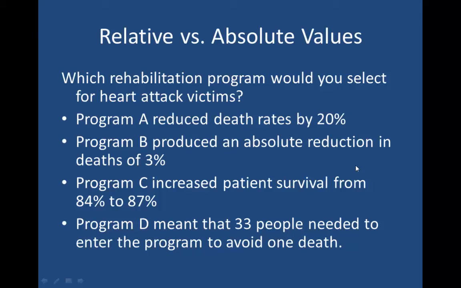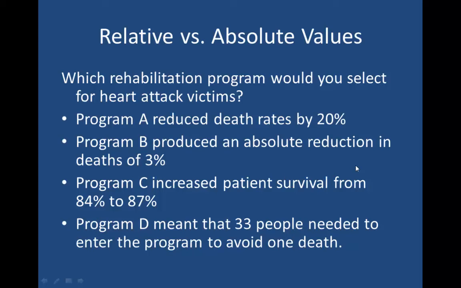Reduce death rates by 20%. All that's doing is a relative risk reduction. Program B, an absolute risk reduction. It was really only a 3% reduction. It reduced death rates by 20%, but the actual value, the difference between the two, was 84 to 87. That's 3%. So here's the confidence interval range for risk ratios.